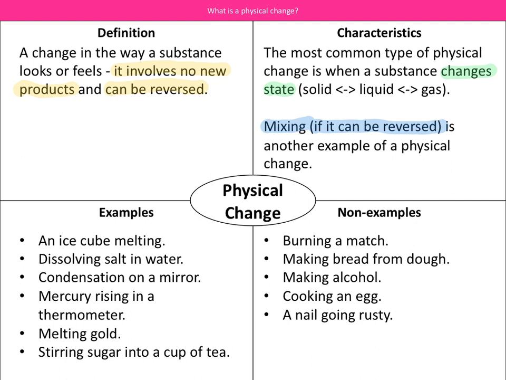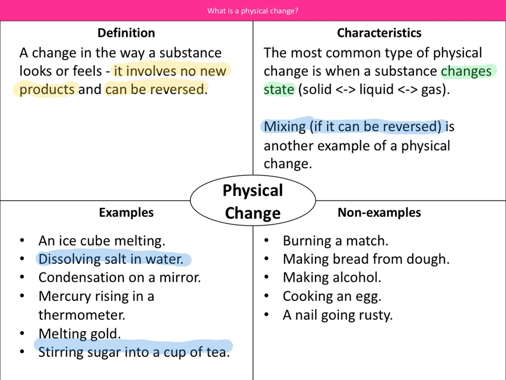So the examples are ones where there are either changes of state or where a mixture is being made. I'm not going to say much about changes of state, but there are two here that we would describe as mixing. We've got dissolving salt in water, where we could certainly separate those two substances at the end, and at the bottom we've got stirring sugar into a cup of tea. Admittedly, the tea is already a mixture itself, but it would be possible to separate the sugar back again. Maybe it would require some effort, but it would be possible.